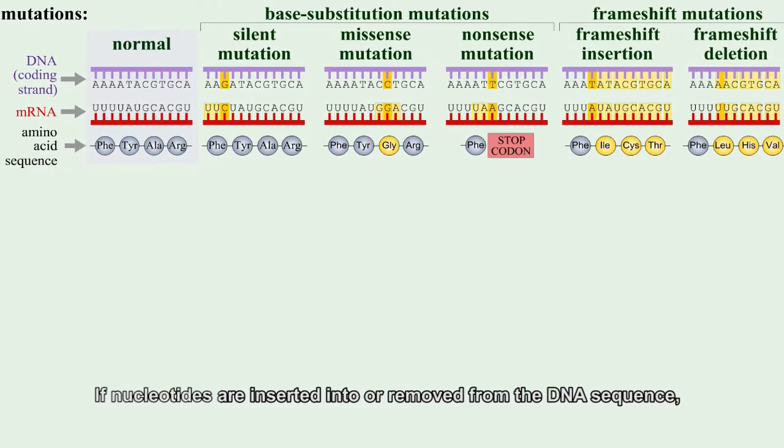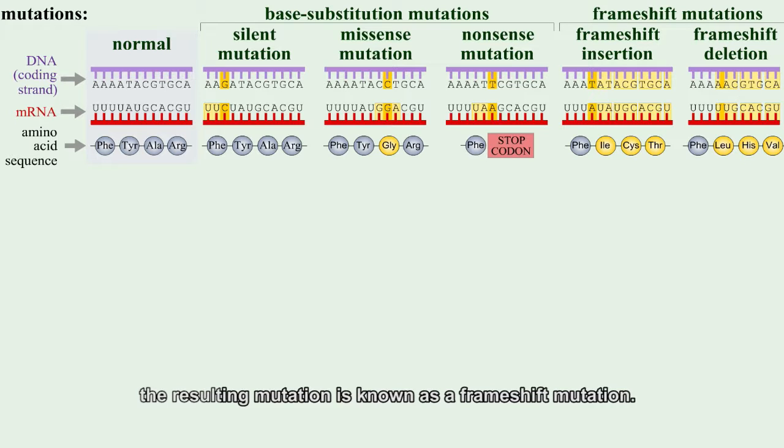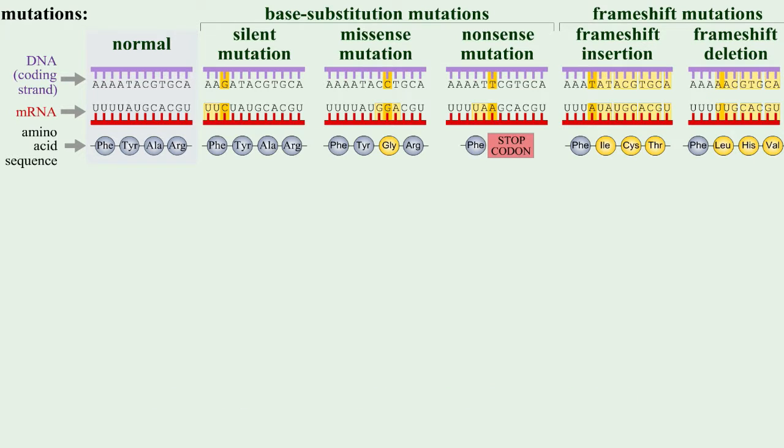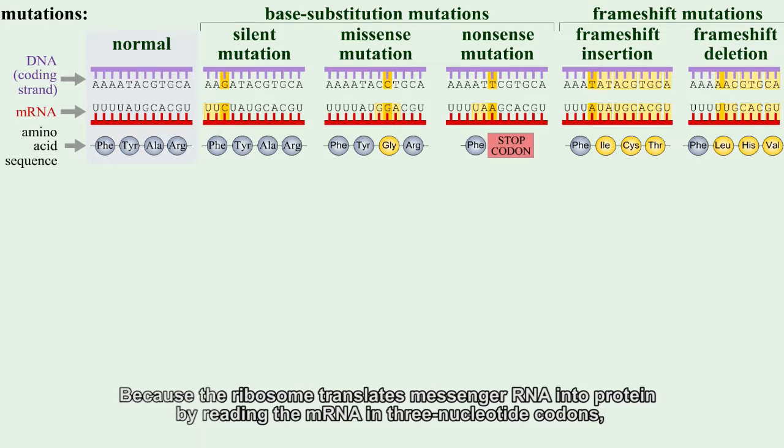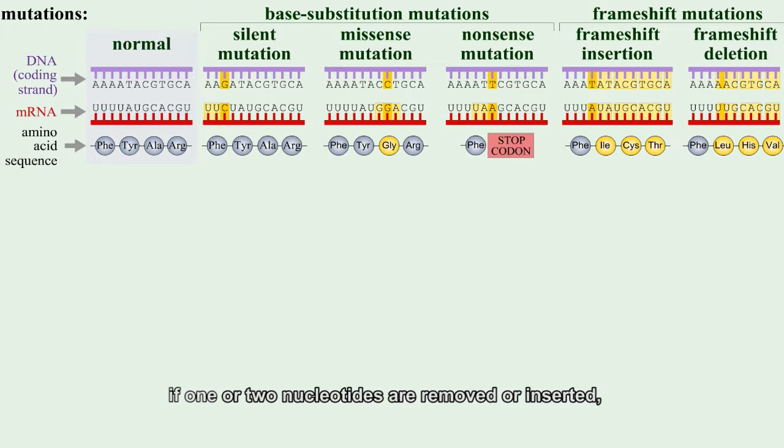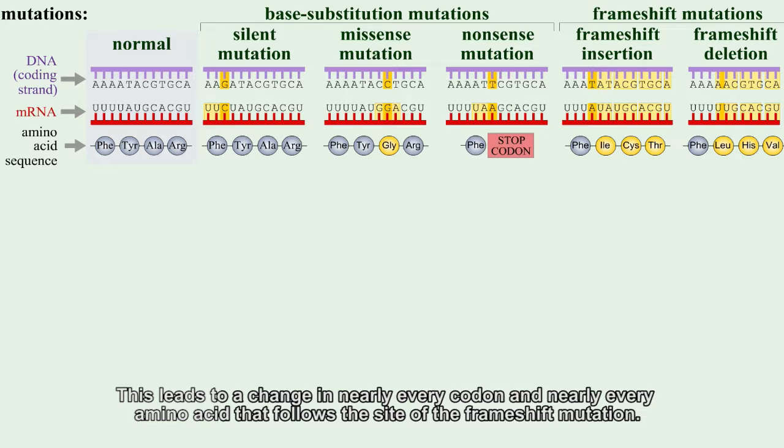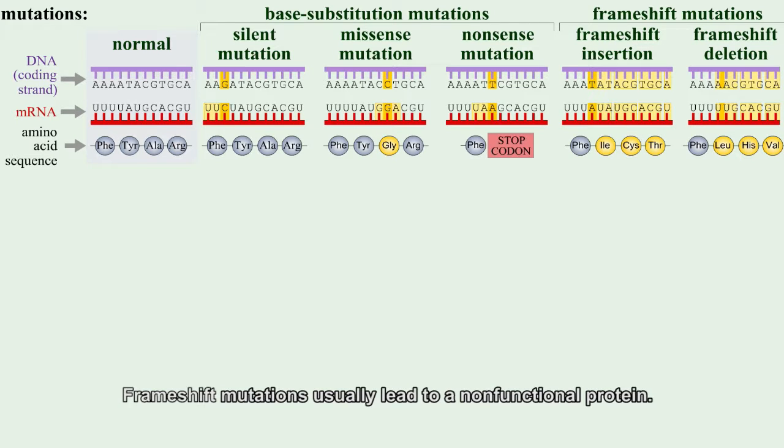If nucleotides are inserted into or removed from the DNA sequence, the resulting mutation is known as a frame shift mutation. Because the ribosome translates messenger RNA into protein by reading the mRNA in 3 nucleotide codons, if 1 or 2 nucleotides are removed or inserted, the result is a shift in the reading frame of the codons. This leads to a change in nearly every codon and nearly every amino acid that follows the site of the frame shift mutation. Frame shift mutations usually lead to a non-functional protein.